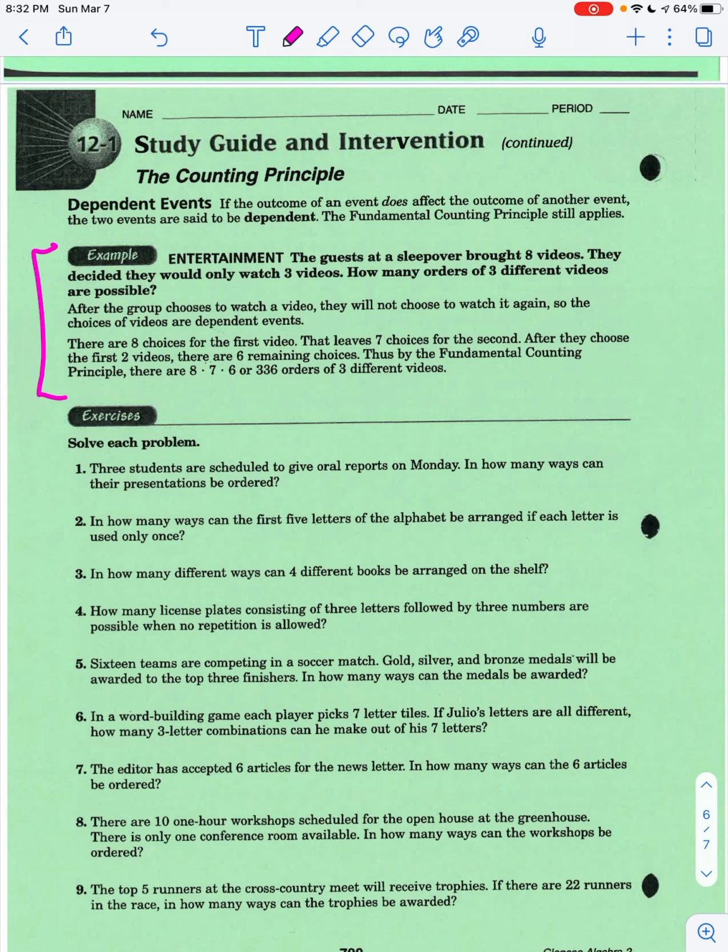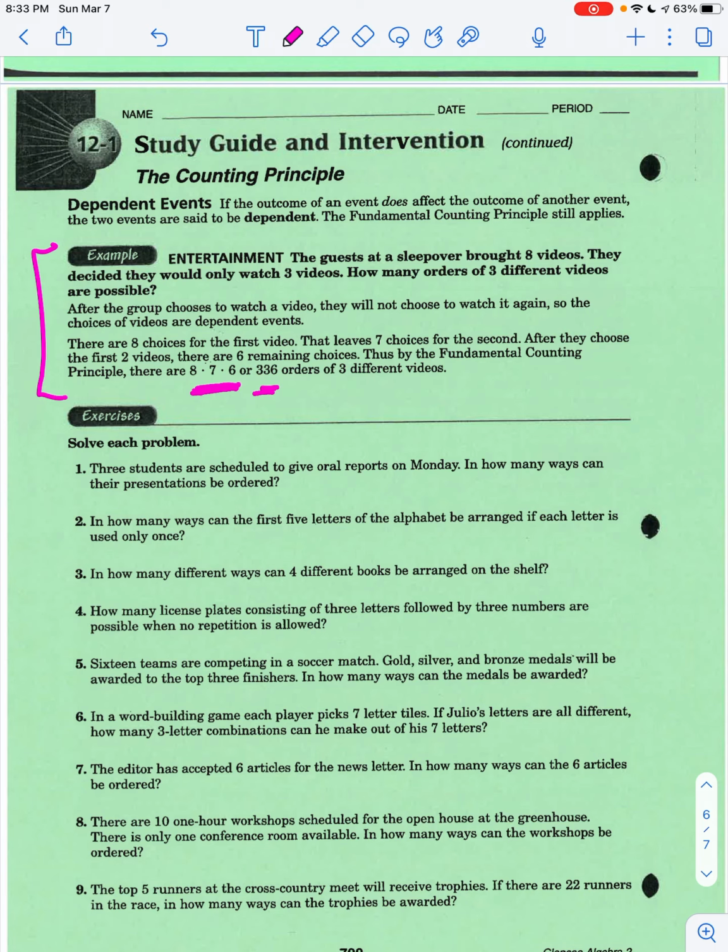So this is where the events would be considered dependent, because your first choice is going to affect your second and your third choice. So for the first video, if you have 8 videos to choose from, there are 8 possibilities. Then there's 1 less for the second video you watch, 7. And then the third time, there are only 6 videos. And so you'd be taking 8 times 7 times 6, or 336 orders of 3 different videos.